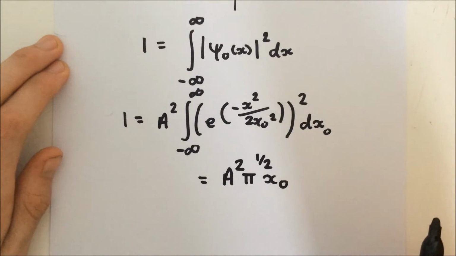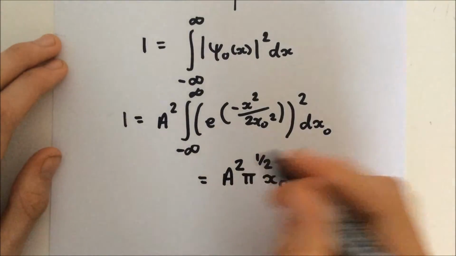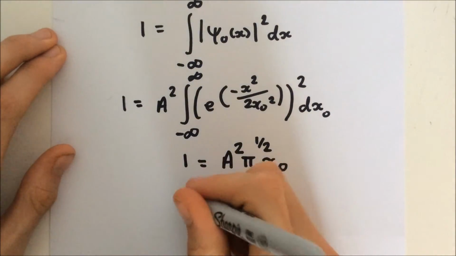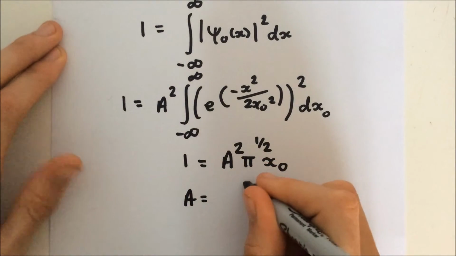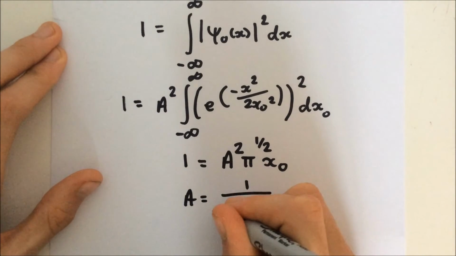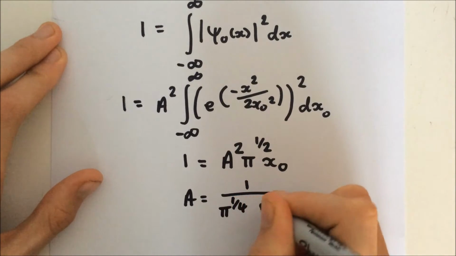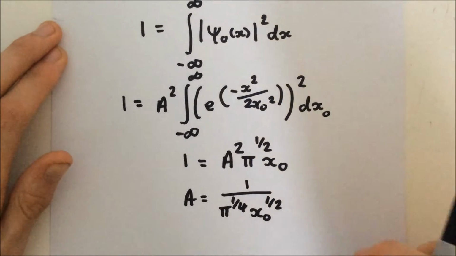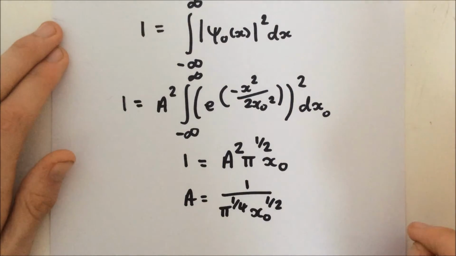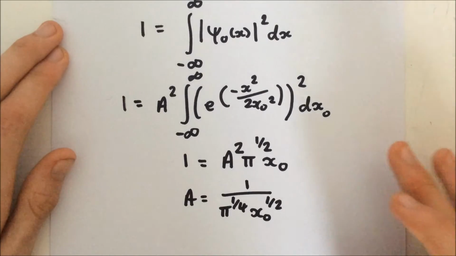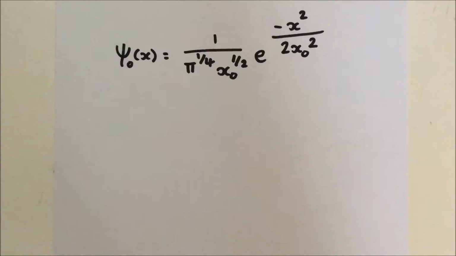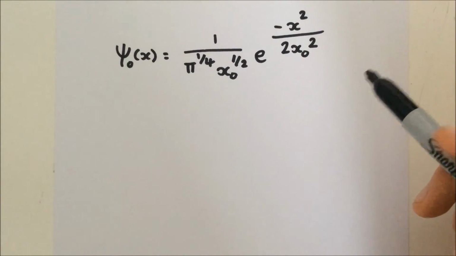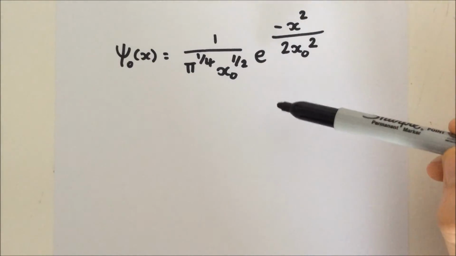Now, what we have to do now is say, well, that's equal to 1, isn't it? So solve for A. A, therefore, is going to equal 1 over pi to the quarter, and then we have x naught to the power half. And we've solved for A by normalizing the wave function. So this means the wave function for the ground state of a quantum mechanical harmonic oscillator is this, in completed form.